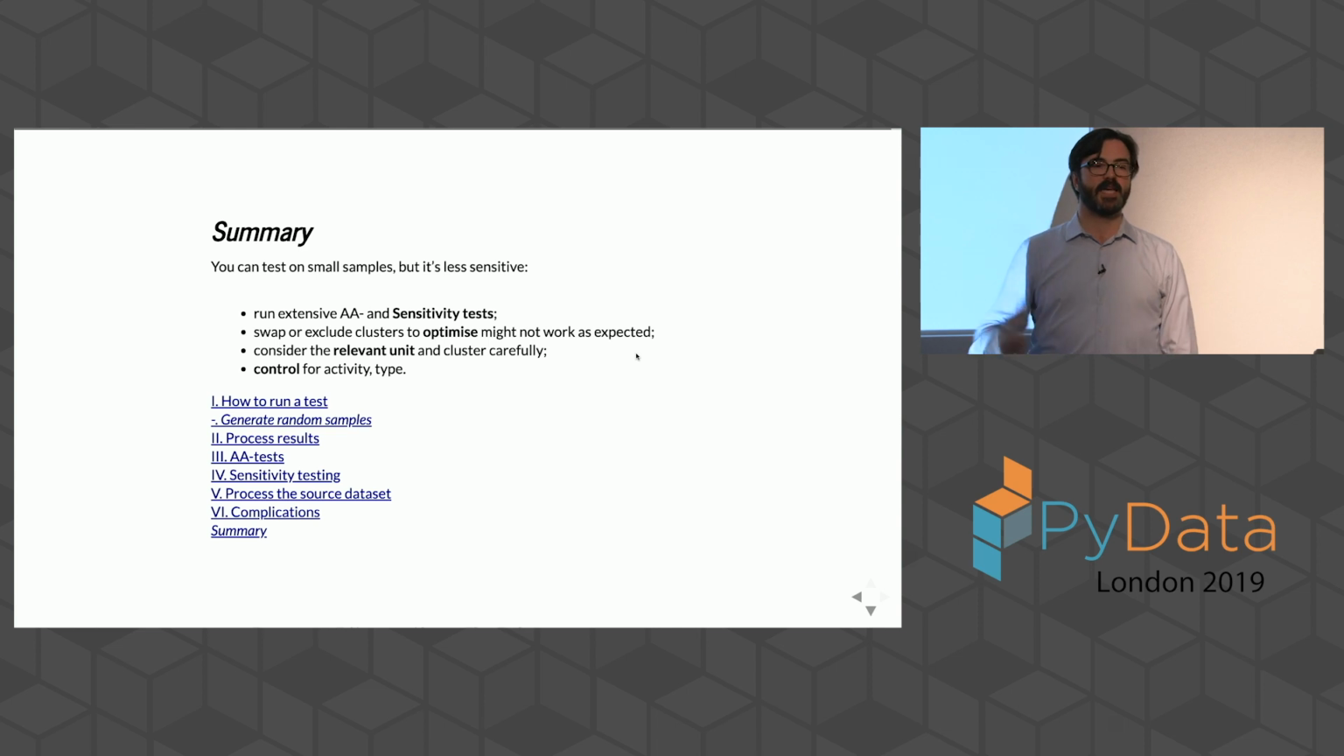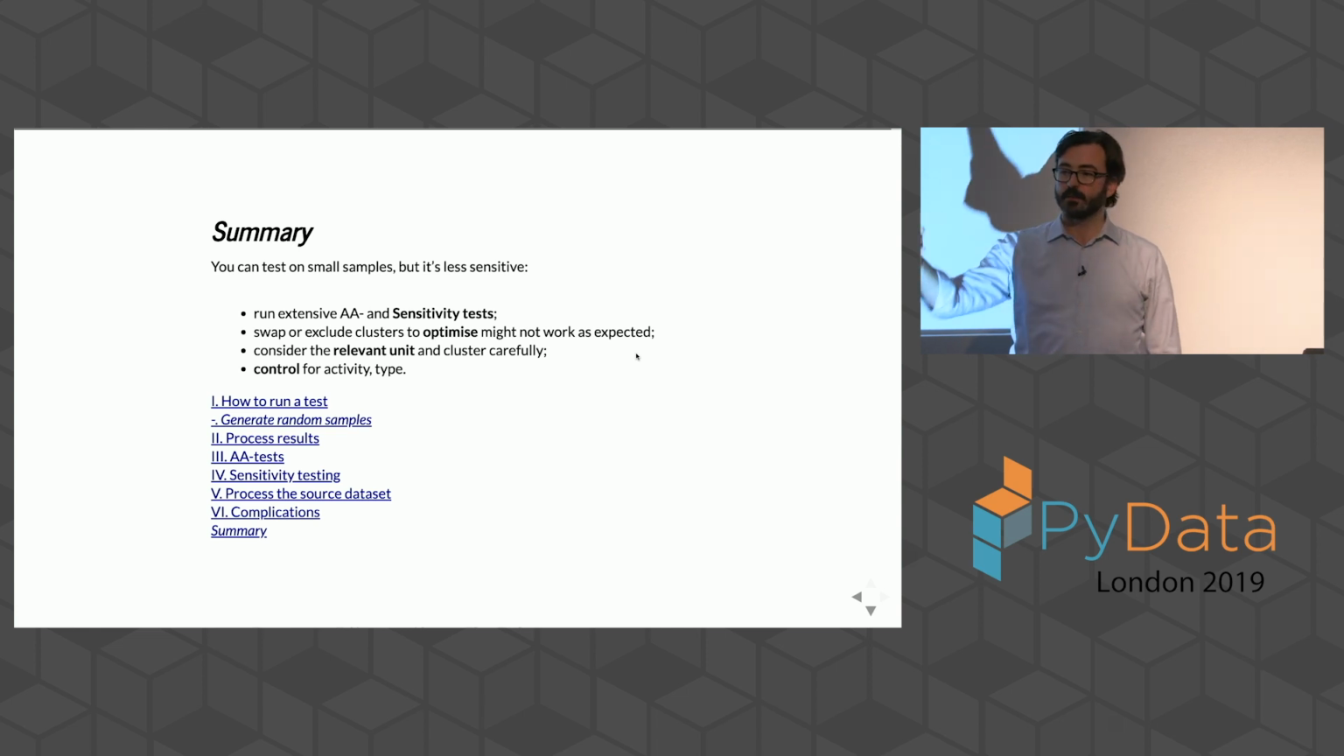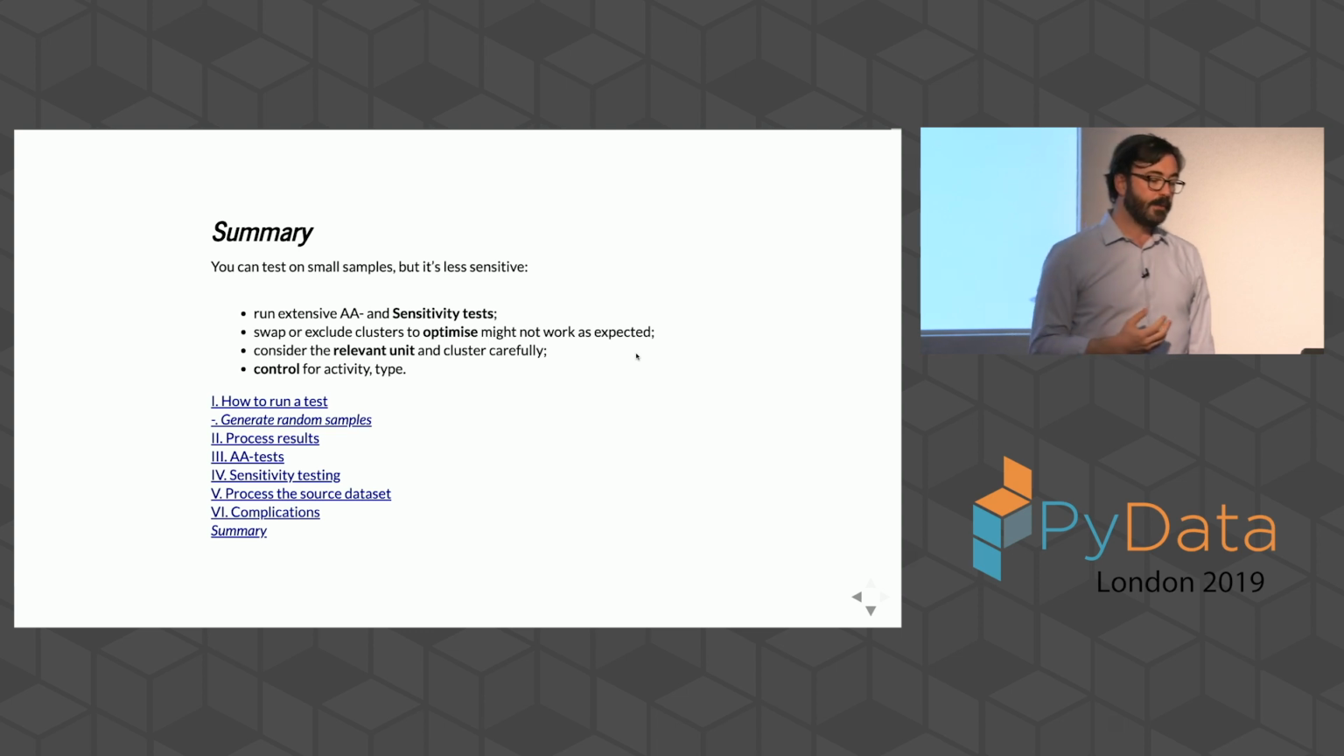But run extensive A/A and sensitivity tests. It really helps your stakeholders to understand how A/B testing works. They get the sense because they have thousands of examples to learn from to understand how it really works. And that really, really helps.